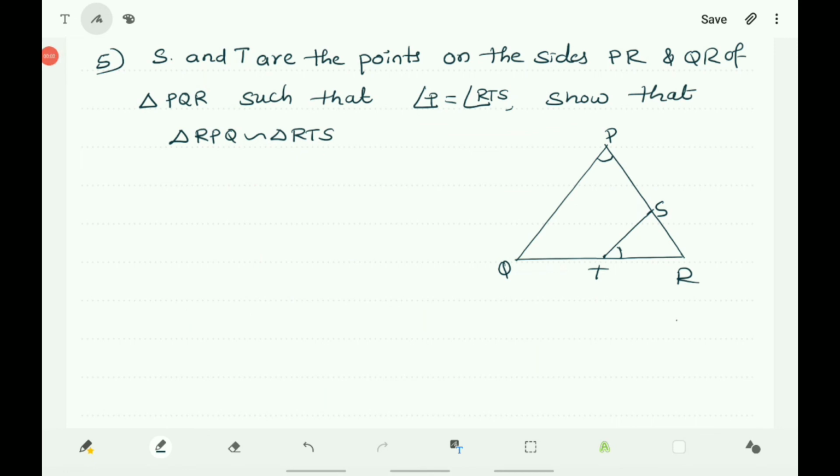Next, fifth question. S and T are points on the sides PR and QR of triangle PQR such that angle P is equal to angle RTS. Show that triangle RPQ is similar to triangle RTS. Now you have the rough sketch of the given figure. Here you have taken triangle PQR, and we have a point S on PR and T on QR. S and T are joined here.